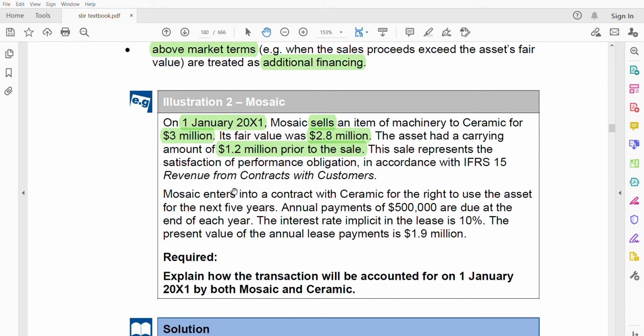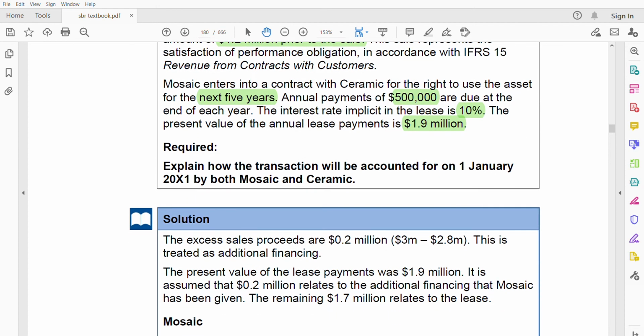So Mosaic enters into a contract with Ceramic for the right to use the asset for the next 5 years. Annual payments of 500,000 are due at the end of each year. The interest rate is 10%. The present value of the annual lease payments is 1.9 million. Explain how the transaction will be accounted for on 1st Jan 2001 by both Mosaic and Ceramic. Now let us go.